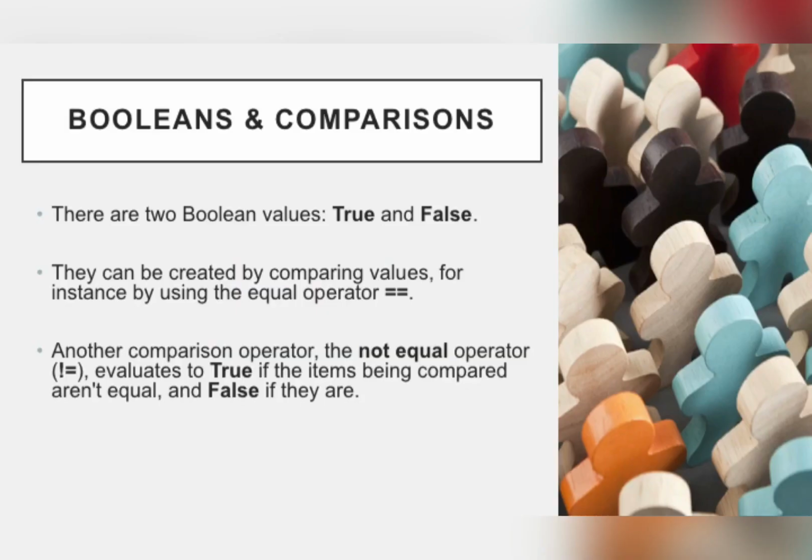Another type in Python is the Boolean type. There are two Boolean values, true and false. They can be created by comparing values, for instance, by using the equal operator. Be careful not to confuse assignment with comparison, whereas assignment is one equal sign and comparison is two equal signs.